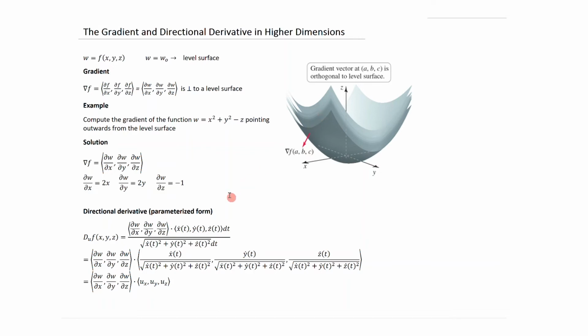All right, what about the directional derivative? Here we'll just use the parameterized form as an example. How do you compute that for the case of three variables? Well, it's just an extension to the case that we considered for two variables, except we now have one additional vector component corresponding to the z component. So we have dw/dx, dw/dy, dw/dz, which constitutes the gradient vector. And we have x dot, y dot, z dot, of t.